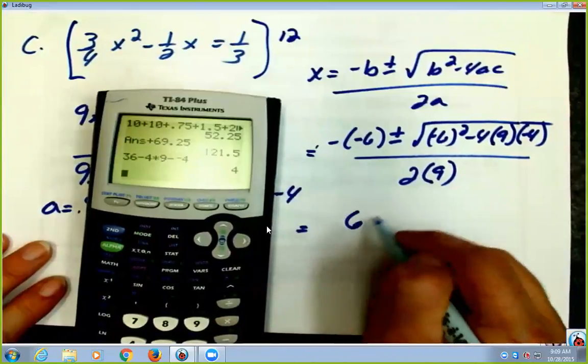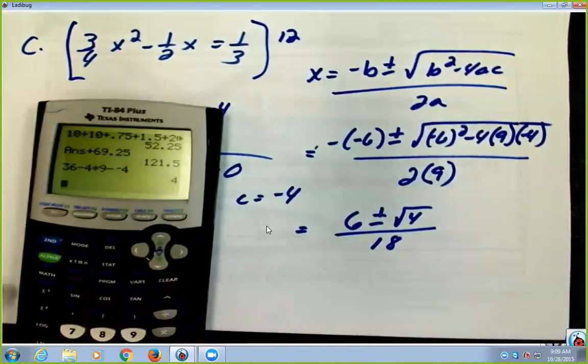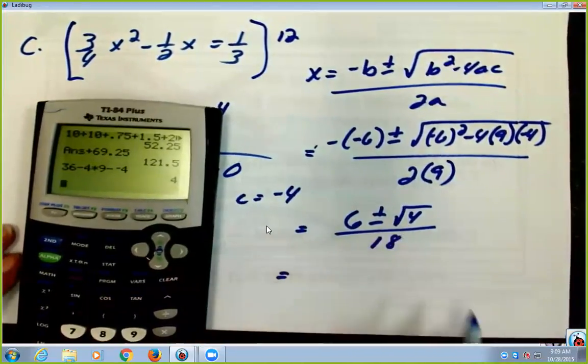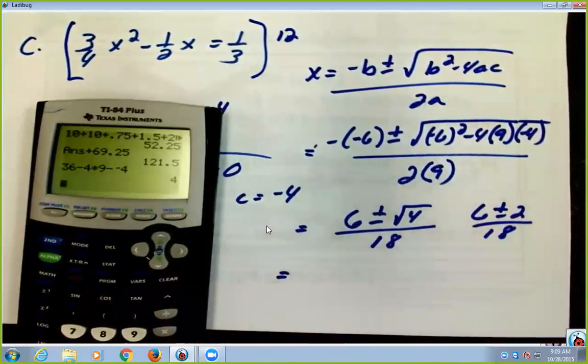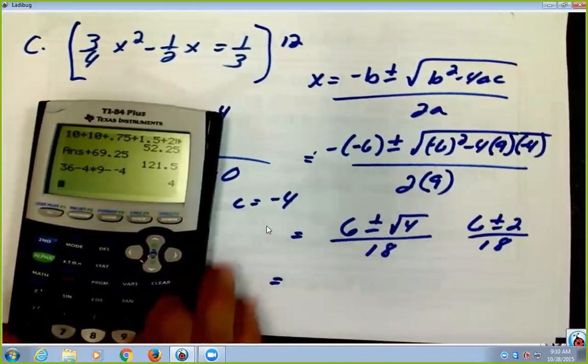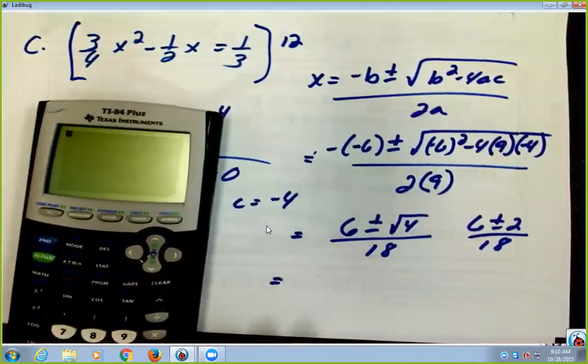So now I have 6 plus or minus the square root of 4 all over 18. Square root of 4 is 2. So I will get 2 solid straight answers. I don't need to leave anything in the radical part to this. Oh, I didn't do that part right. Somehow I have a minus 4 in there. Whoops. 4 is not under there. Let me redo that one. So 36 minus 4 times 9 times a negative 4. There. Now we'll get what's underneath it. 180 is under here.